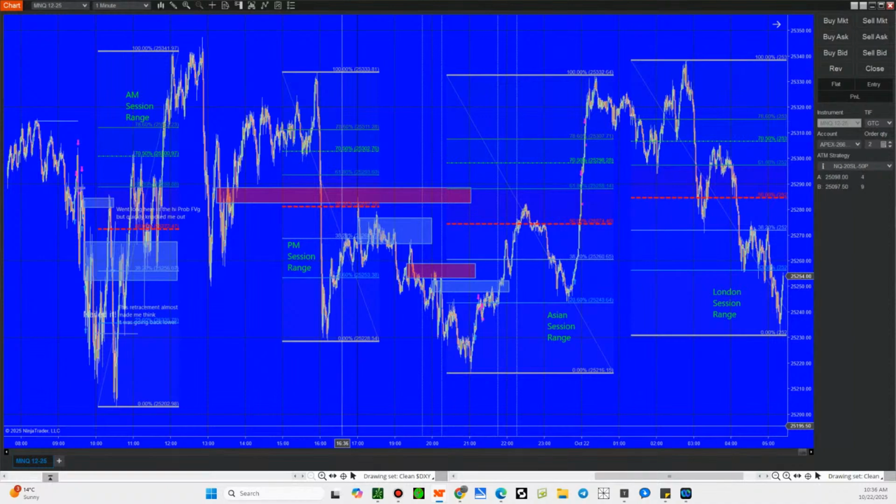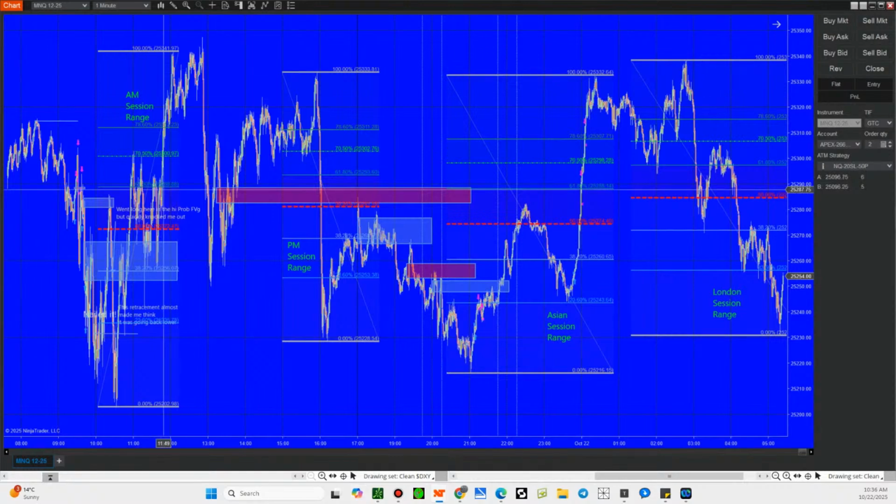So what do I mean by inside day? If you break down, I'm going to go over the whole setup. Whenever you sit on the chart in the morning, I'm going to go over how you do the setup in a very systematic way. So this is yesterday's morning session.